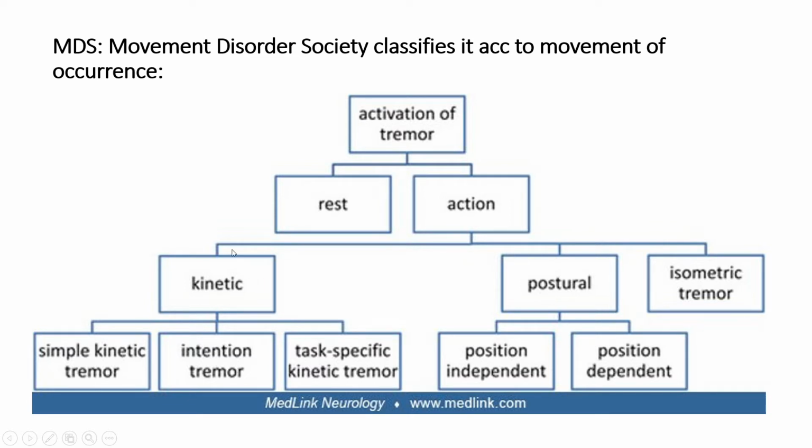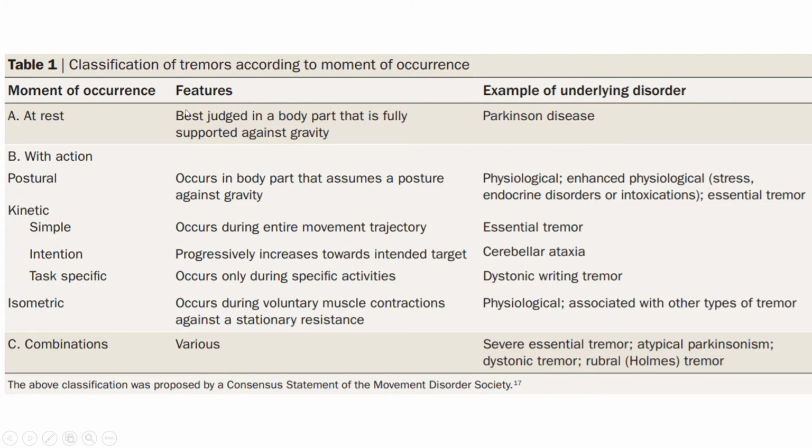Okay, so as I have already told you, if the tremor is at rest, it's called rest tremor. And what does rest mean? Basically, when a body part is fully supported against gravity, it is defined as being at rest. And if this hyperkinetic rhythmic movement is occurring at rest, it will be known as rest tremor. An example of an underlying disorder is Parkinson's disease.